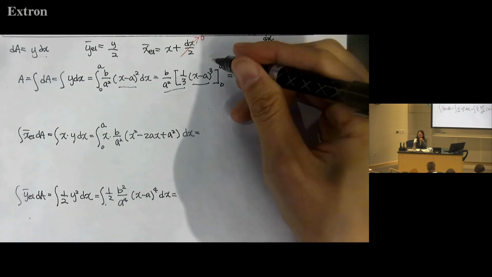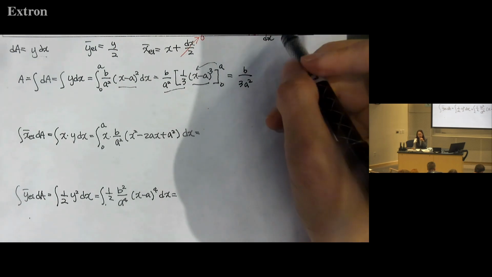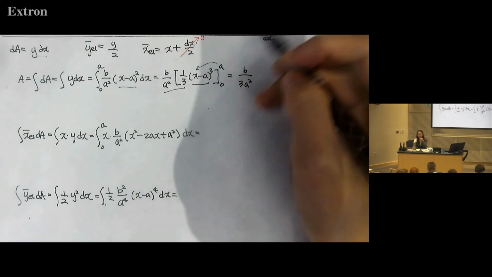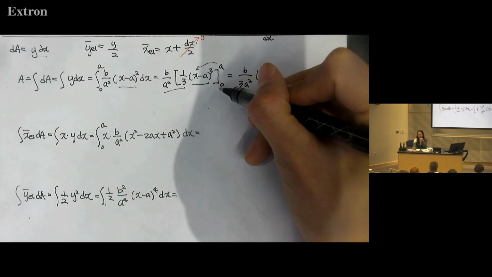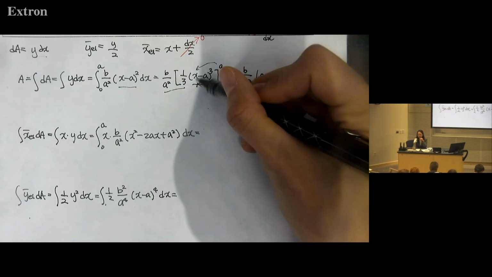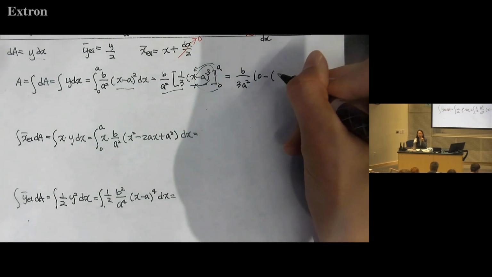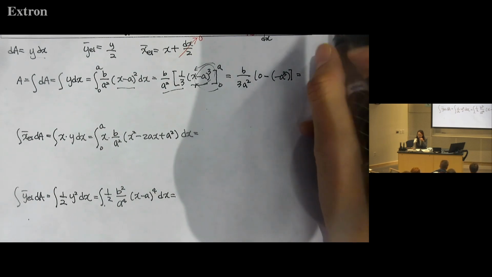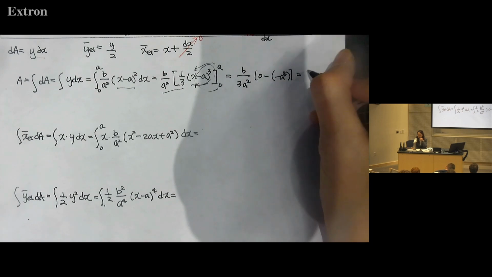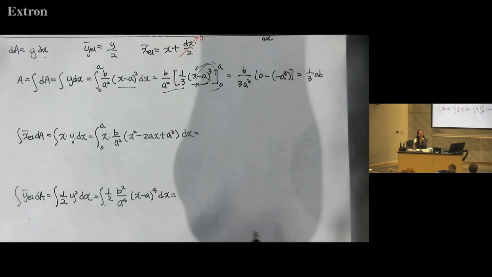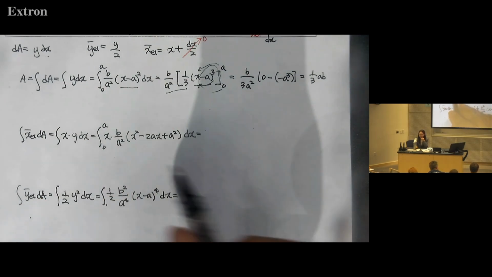And then if we input a here, what is the result? a minus a, 0. And then if we input 0 here, what is the result? Minus a cubed. Right? And the final answer is minus minus plus, right? So 1/3 ab. So how many of you got this here? 1? Okay. Then move on to the second one.